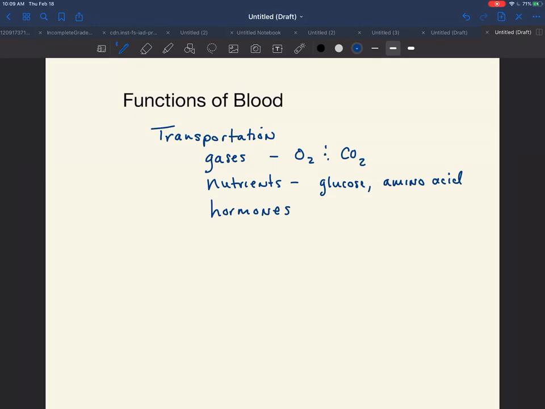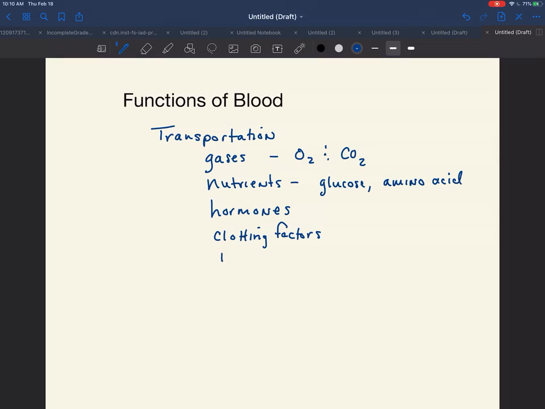We also have in the blood clotting factors. And there are many of these. There's actually 13 different clotting factors that are produced by the liver and put into the blood. And these are super important because they determine when the blood is going to clot and when it should not clot. So we'll talk about some problems with blood clotting in the lectures this week.